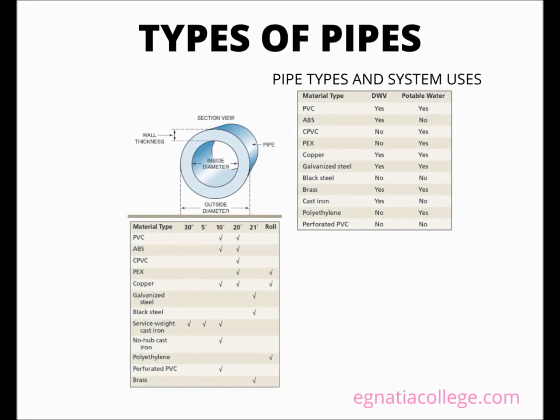Types of pipes. Pipe in a plumbing system is round and ordered based on its diameter. Pipe and tubing have an inside diameter, ID, and an outside diameter, OD. The list of common materials is in the table.